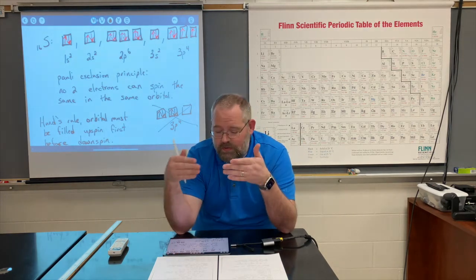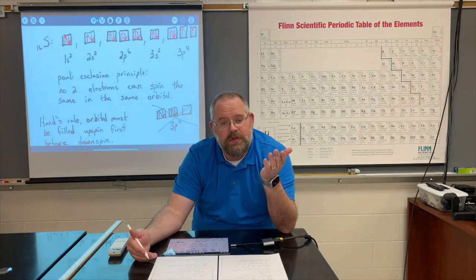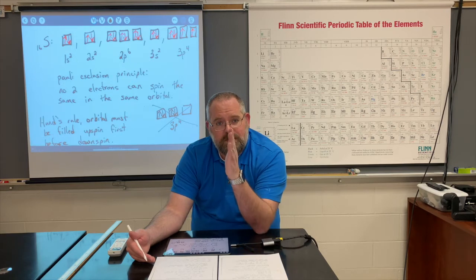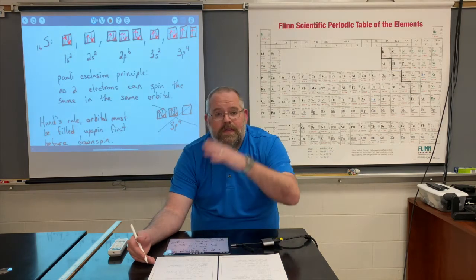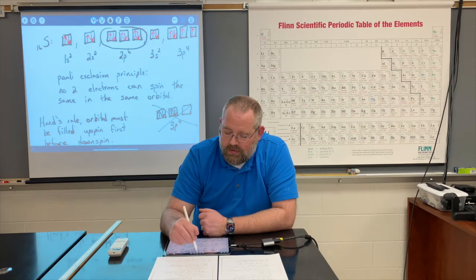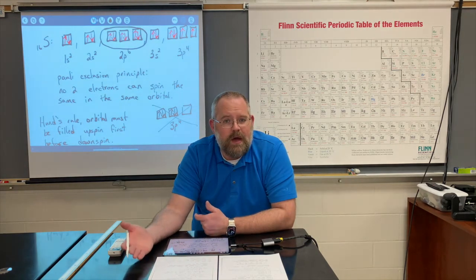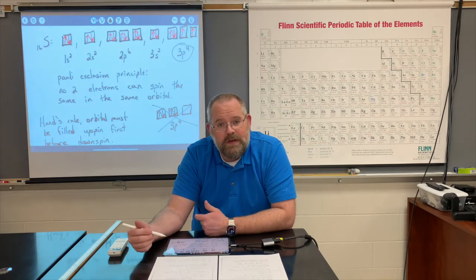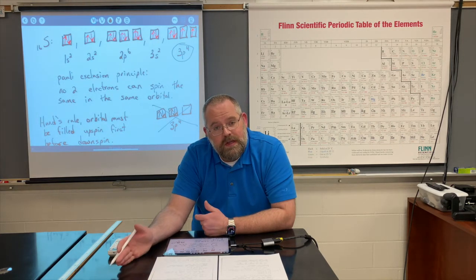So we denote that with our upspins first. So the first orbital, upspin, second orbital, upspin, third orbital, upspin. Then we can go back and pair. When we're talking about a filled subgroup, each box is going to be filled. But when we have a situation where it's not filled, you have to make sure you fill in your upspins first, okay?